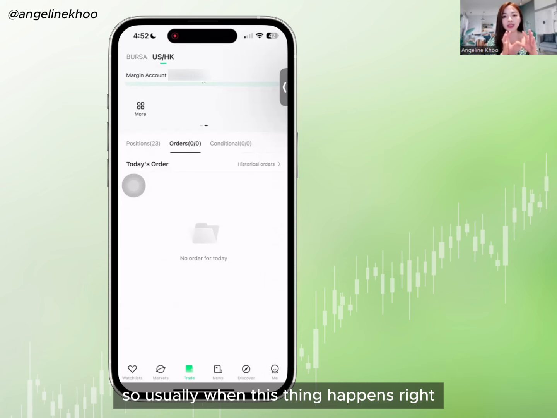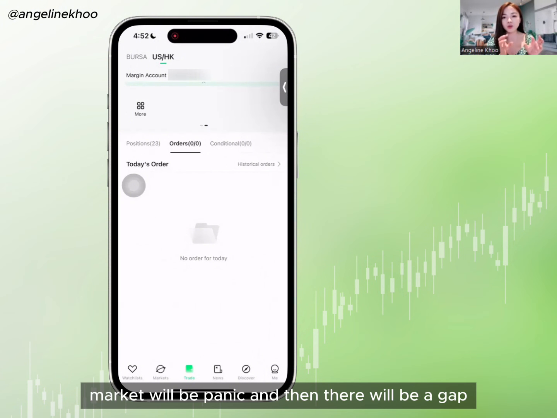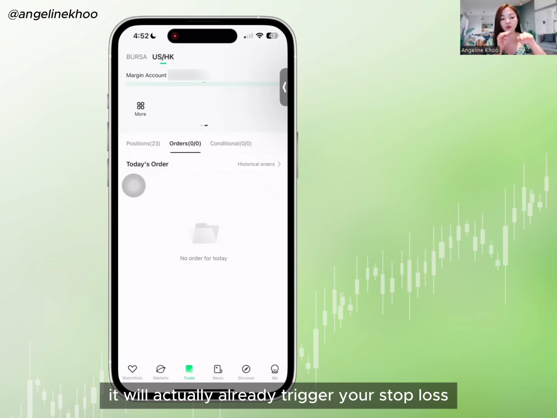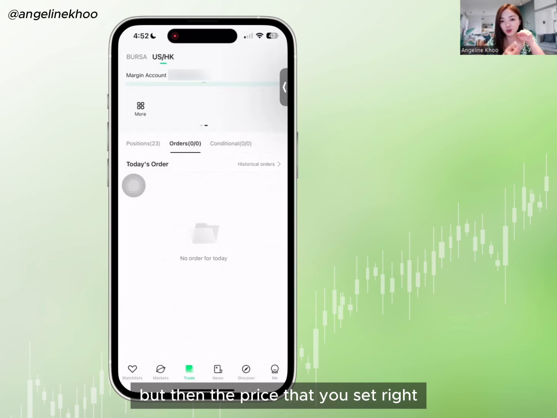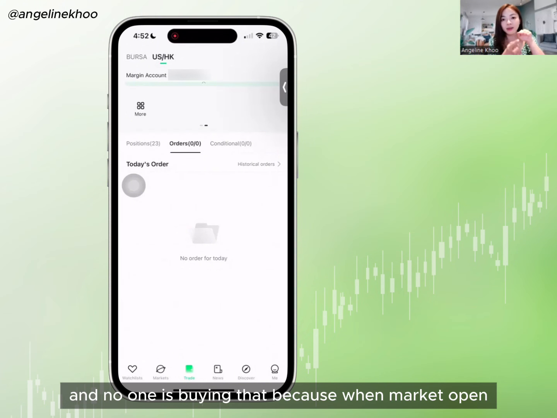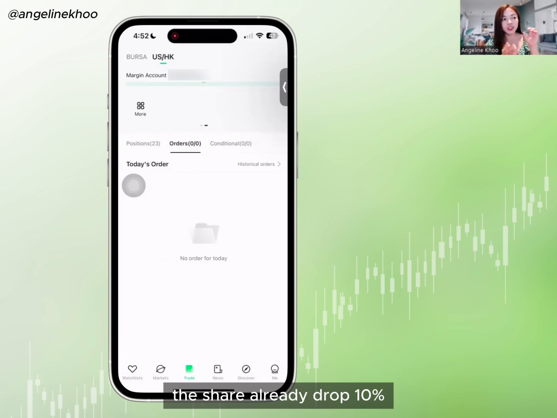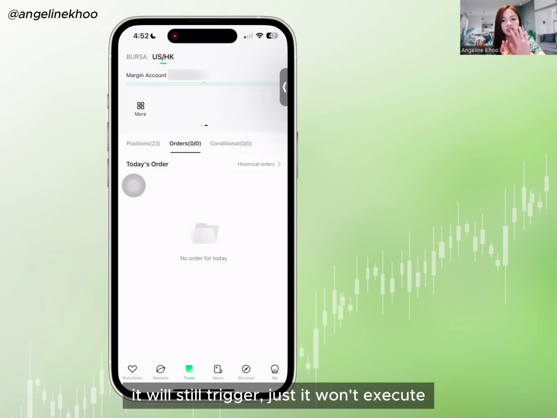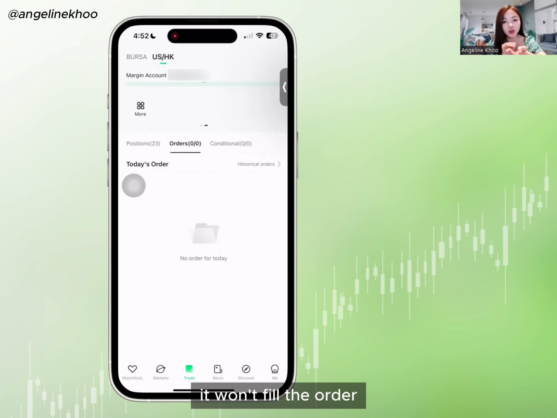So usually when this happens, the market will panic and there will be a gap. It will usually already trigger your stop loss, but the price that you set is very close to your stop loss, and no one is buying that, because when the market opened, the share already dropped 10%. So you set a 5% stop loss, right? It will still trigger, it just won't execute. It won't fill the order.